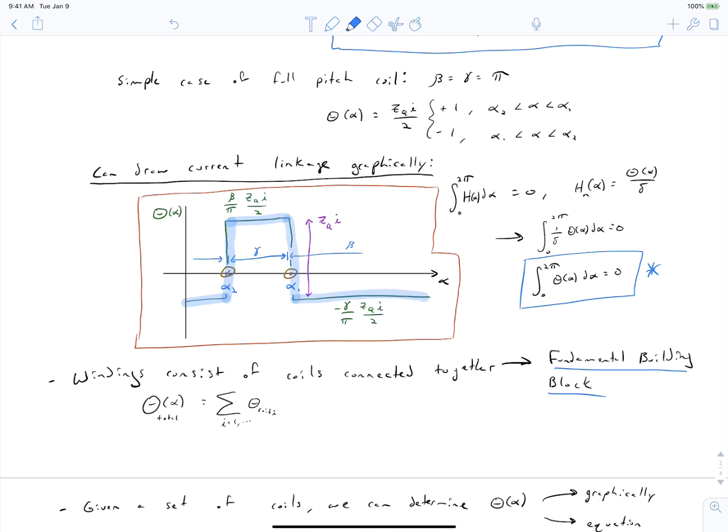You're going to draw this waveform, and then your job is to enforce this condition here. You have to make sure that the integral of your current linkage theta of alpha over 0 to 2 pi equals 0. And that's how you'll determine your magnitude. That is how you'll determine the level at the top and the bottom.